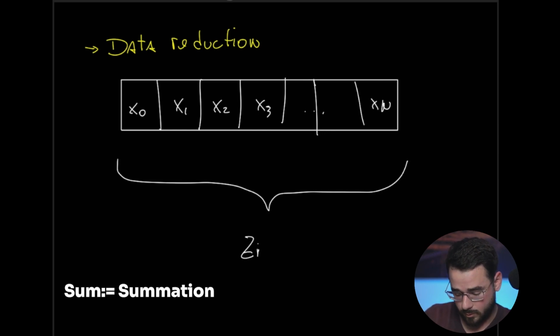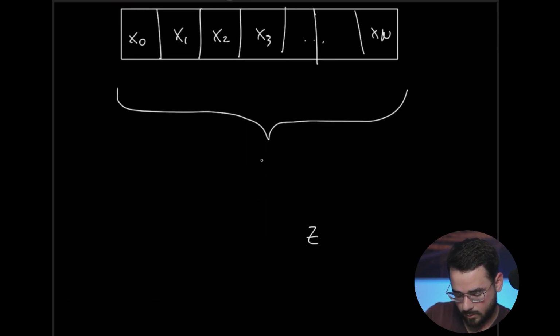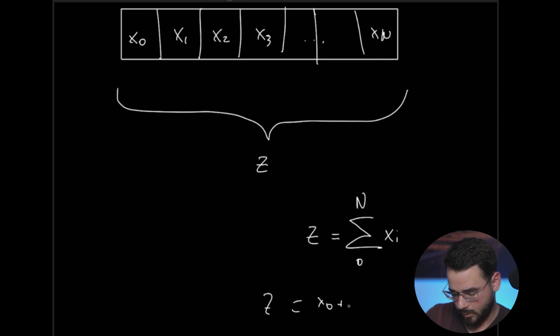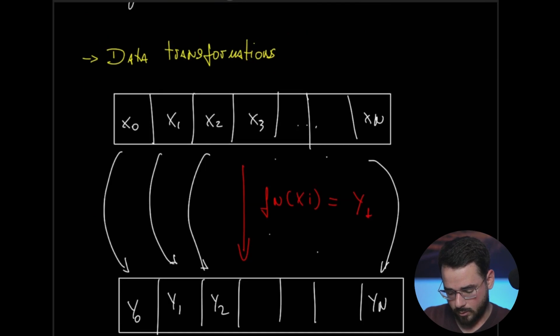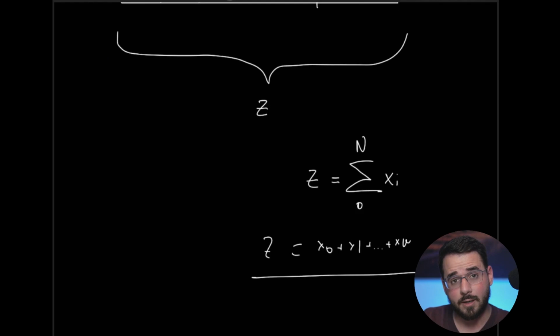What is the sum operation? The sum operation, in that case, I just showed above us. So let's call this Z. So Z is the summation of xi from 0 to n. And this means, of course, Z equals x0 plus x1 plus ... plus xn. Sorry about my handwriting. My parents are both doctors. This is a summation, and this is an example of data reduction.